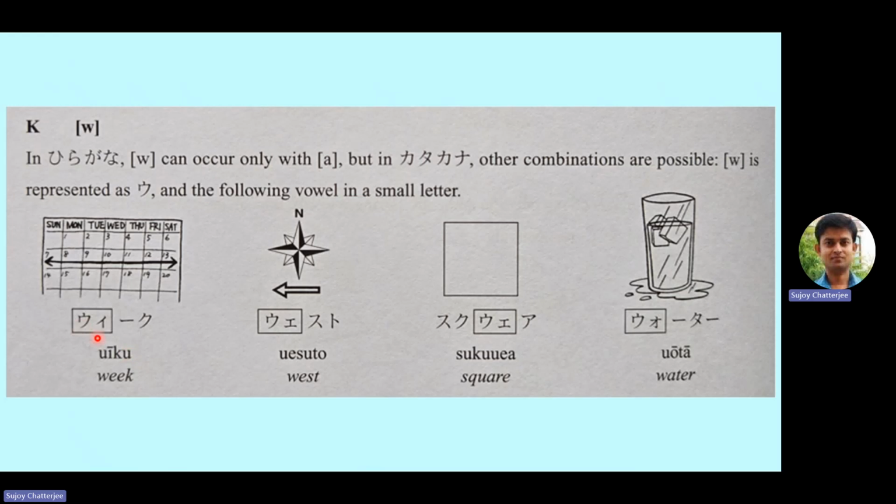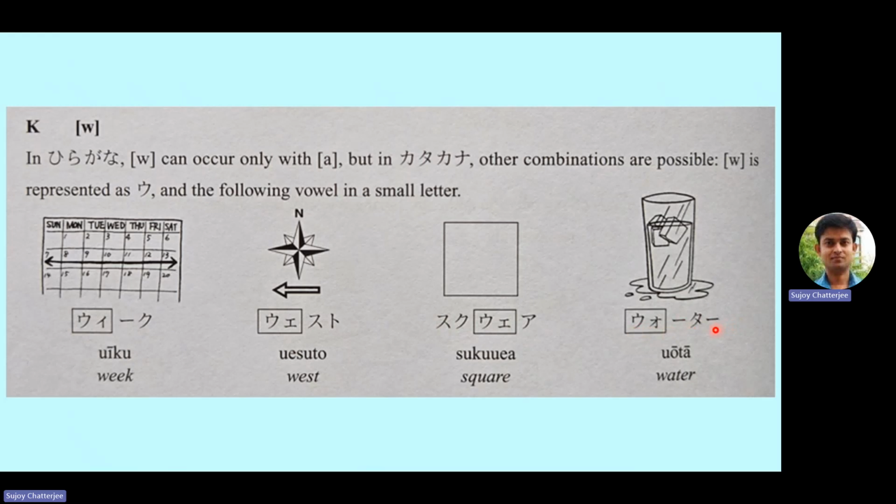So this is wiku, weak. West will be uesuto. This is a sound, uesuto. So this is basically the u sound, not the wa sound. So wiku, uesuto. Then square will be sukuya, and then water will be uota.